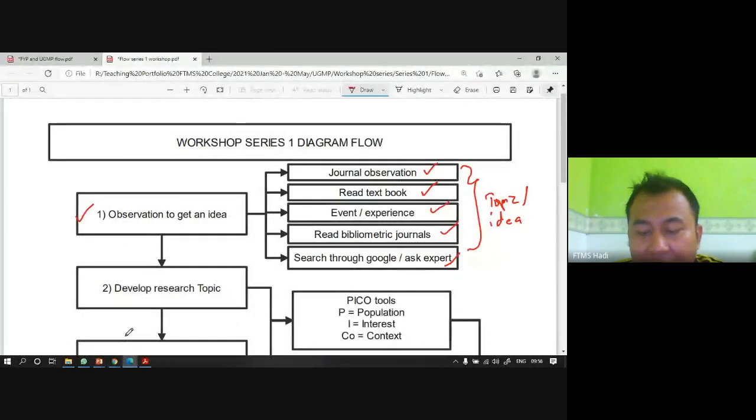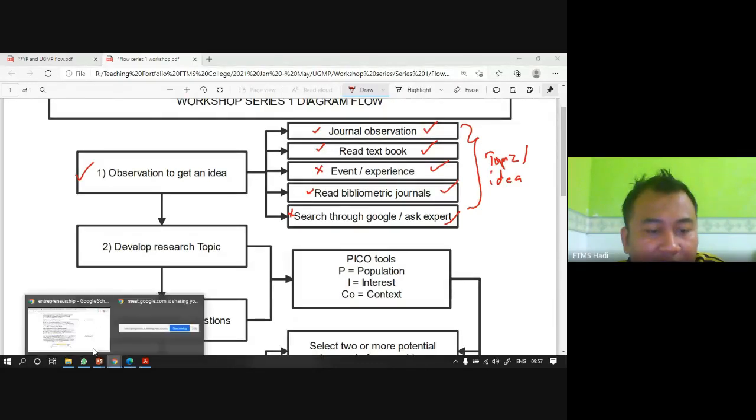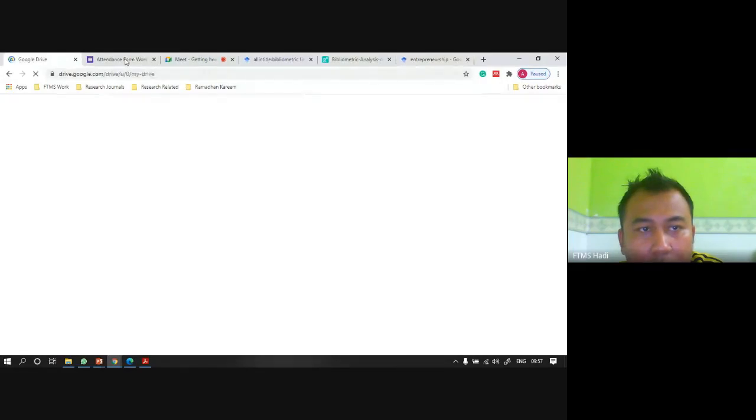But I recommend this one to you: journal observation with textbook and with bibliometric. Those three. And even experience, but because you don't have experience, it's not recommended. So that is the first stage. All right, just check if there is any question before I proceed with question number 2.